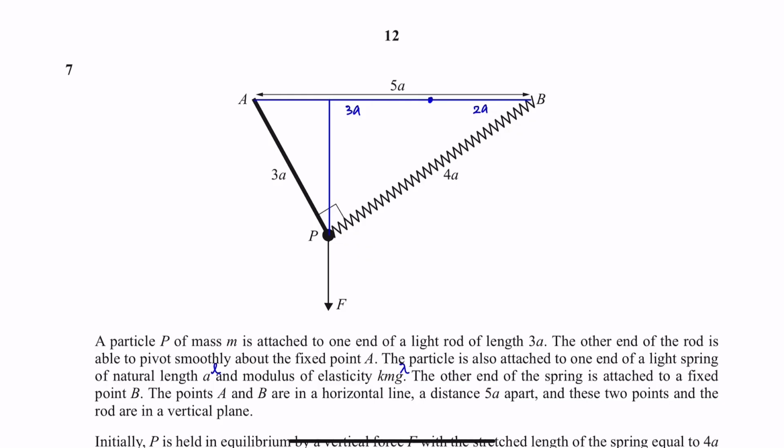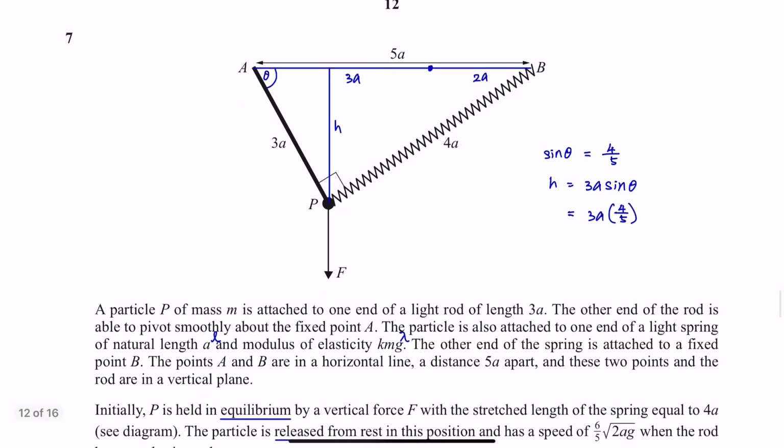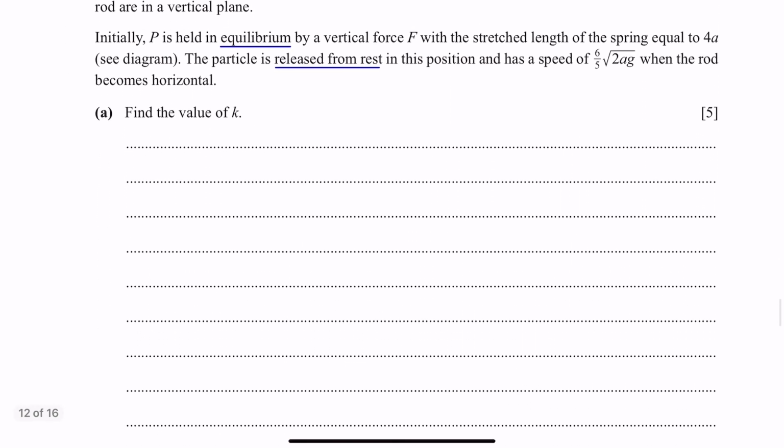So we know that, let's call this angle theta. We know that sine theta would be 4 over 5. Right? Sine theta is 4 over 5. And the height here is 3A sine theta, which is 3A times 4 over 5. We can save this part for later. Okay.